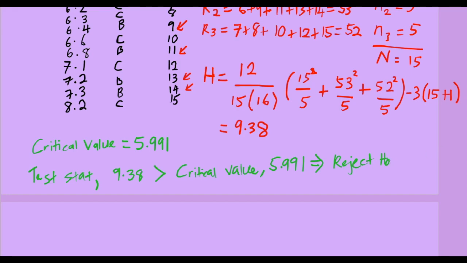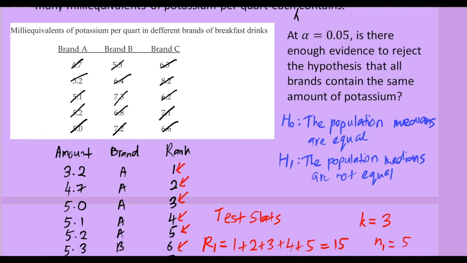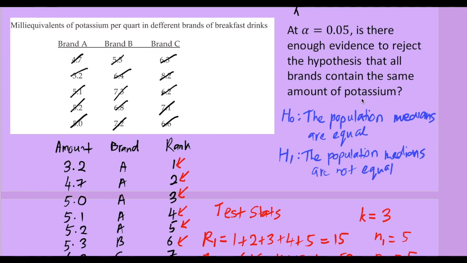So how do we make a conclusion? Now, when we reject the null hypothesis, we would accept the alternative, which is that the population medians are not equal. Now, class, how do you write out the conclusion? You would answer this question, right? So at alpha 0.05, is there enough evidence to reject the hypothesis that all brands contain the same amount of potassium? Yes, there is enough evidence to reject the hypothesis that all brands contain the same amount of potassium.